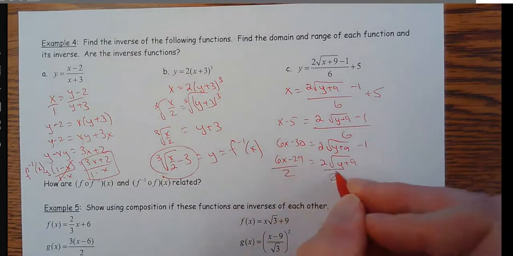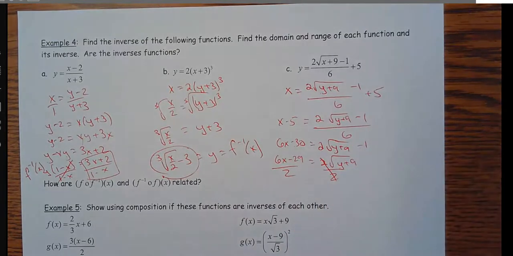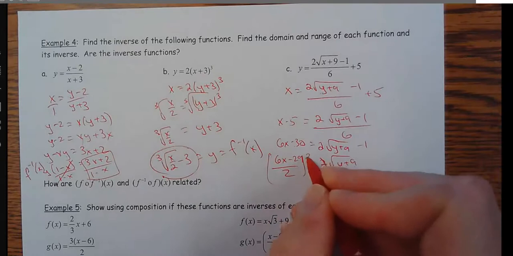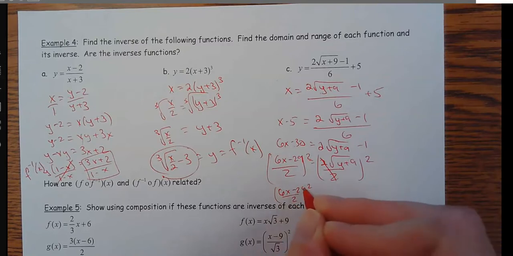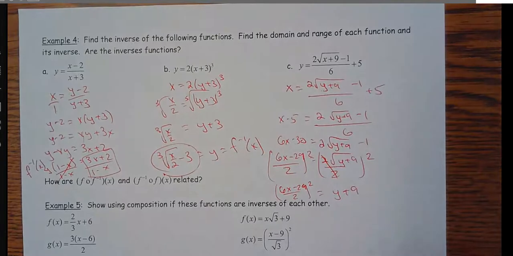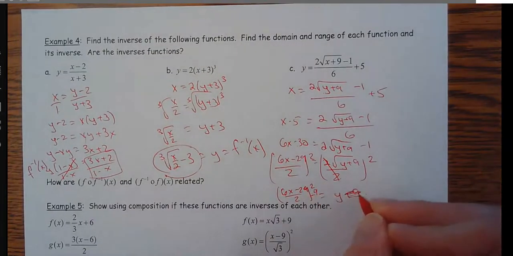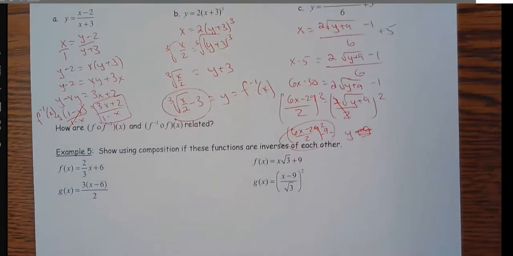Divide by 2. And then you could square both sides. So that would be 6x minus 29 over 2, squared, equals y plus 9. So subtract 9 from this side. I'm going to save some space and just subtract 9. Sorry, I got a little sloppy at the end there.